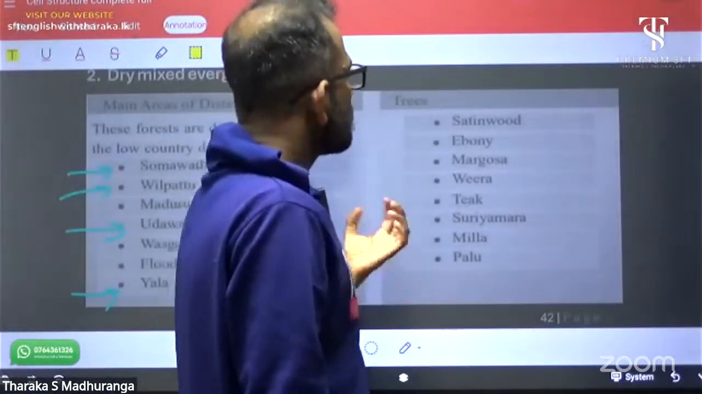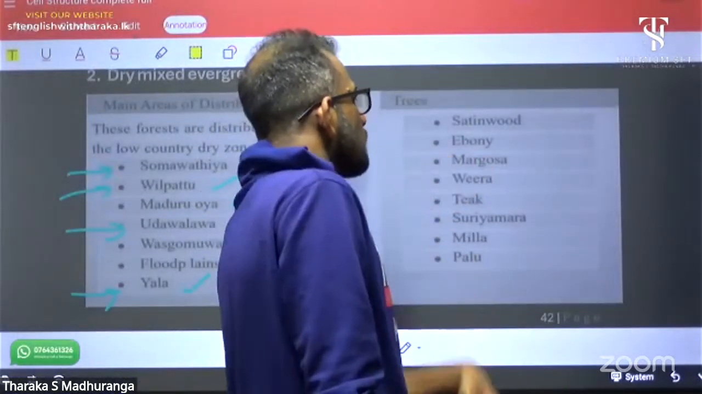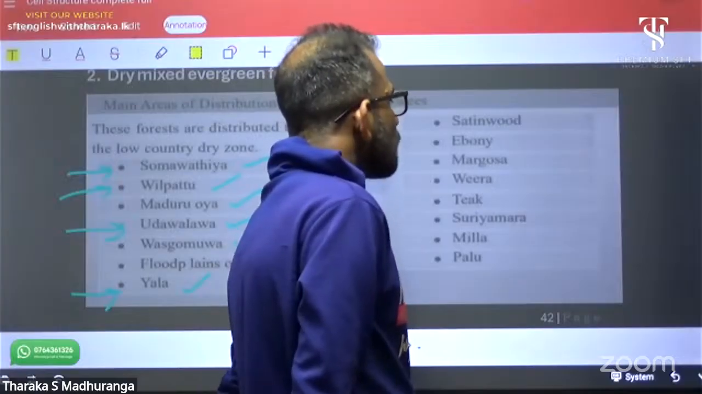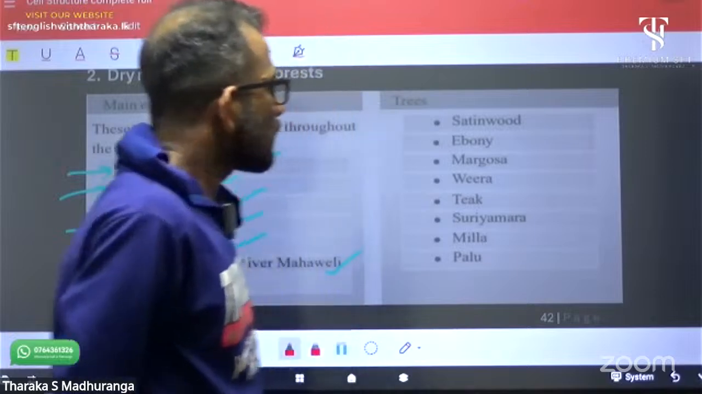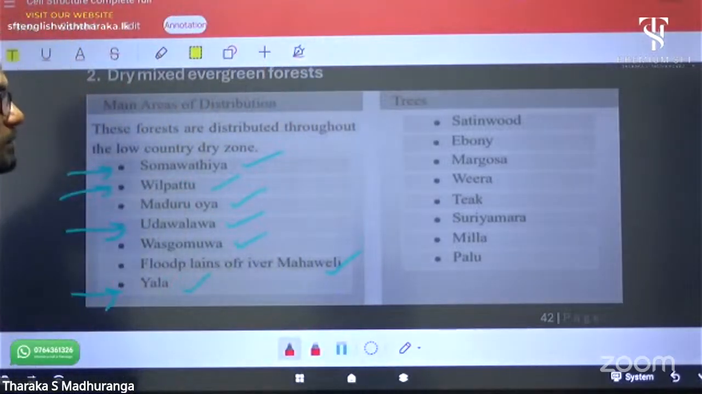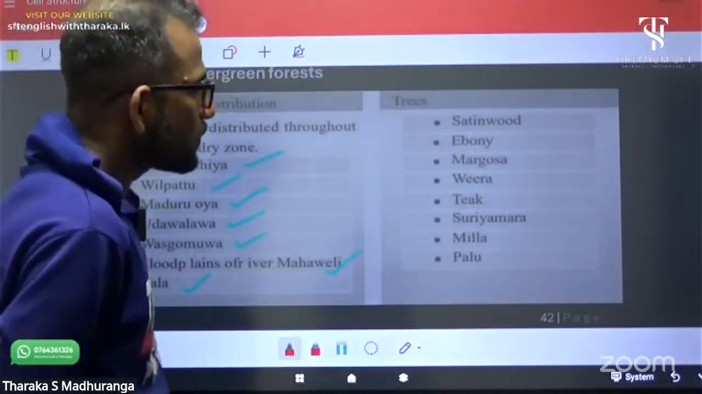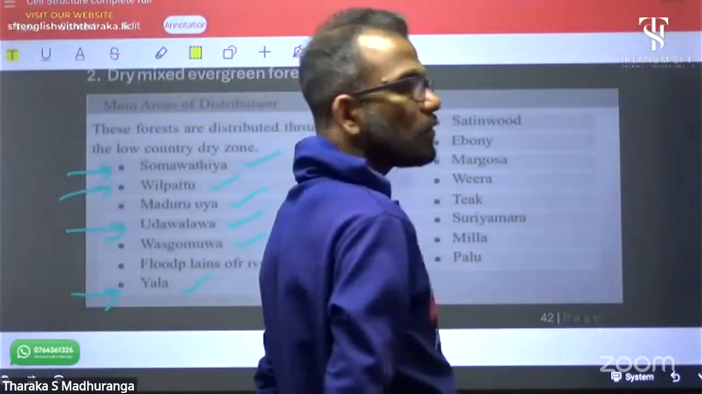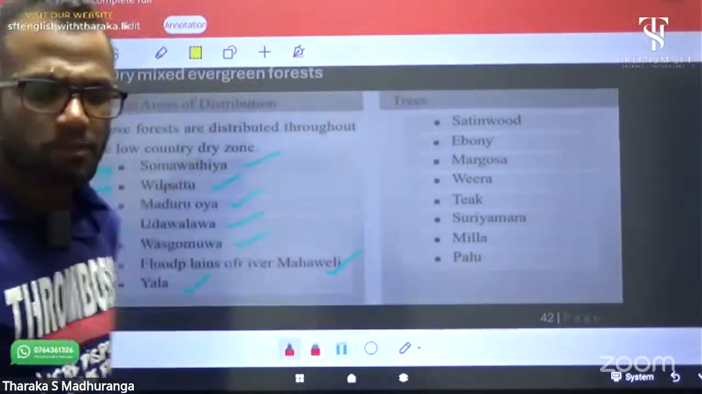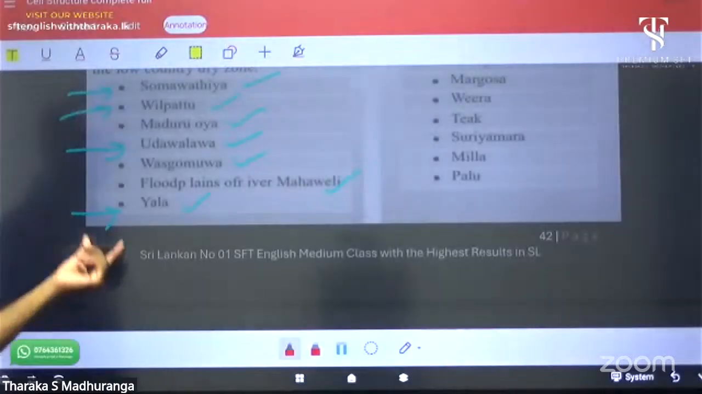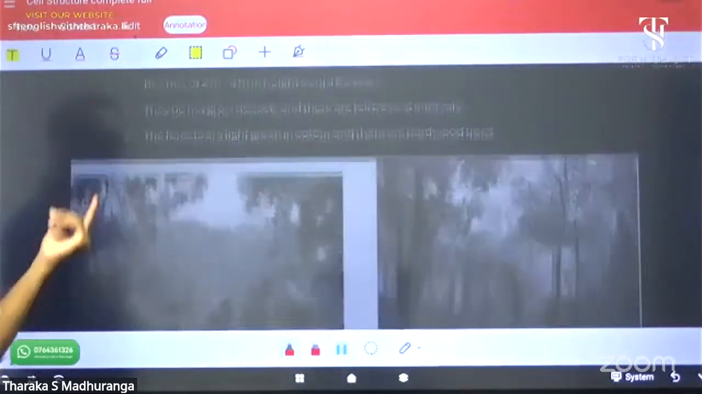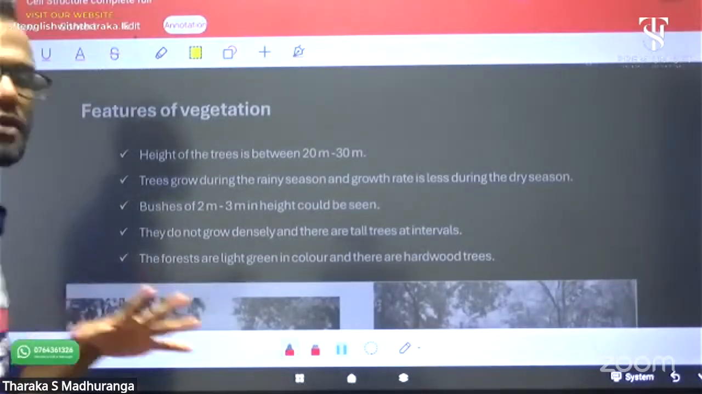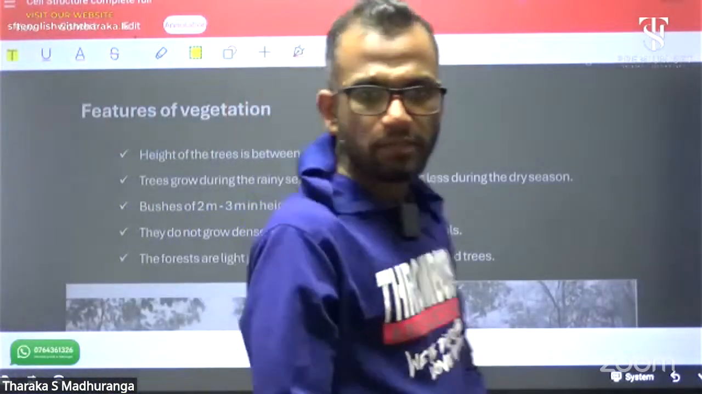It contains different plants: satinwood, ebony, veera, suriyamara, milla, palu, like famous plants, right? Famous plants. And what are the features of this dry mixed evergreen forest?